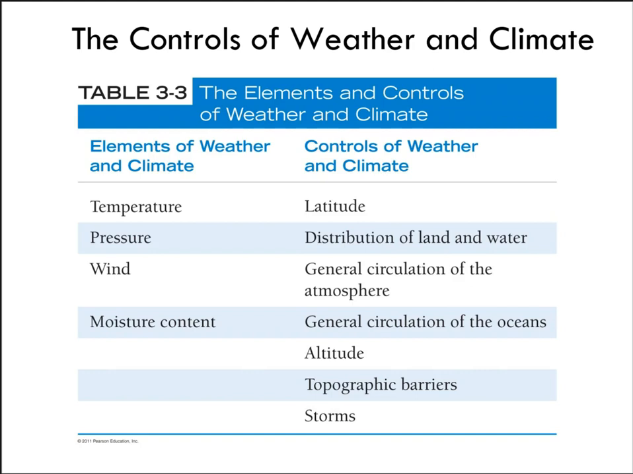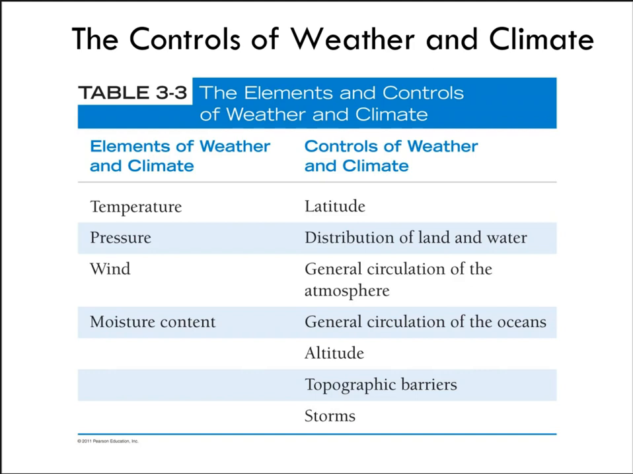In the previous slide, I mentioned the elements of weather and climate, and these are listed in the left column of this table. Now we're going to take a closer look at the right column that deals with the controls of weather and climate. Let's first look at latitude. Earth's surface and atmosphere receive varying and changing amounts of energy from the sun. Generally, the areas around the equator receive more energy, or incoming solar radiation, while the pole areas receive less. Therefore, areas of lower latitude tend to be warmer, and pole areas tend to be cooler. Because of this, latitude is the most fundamental control over climate.